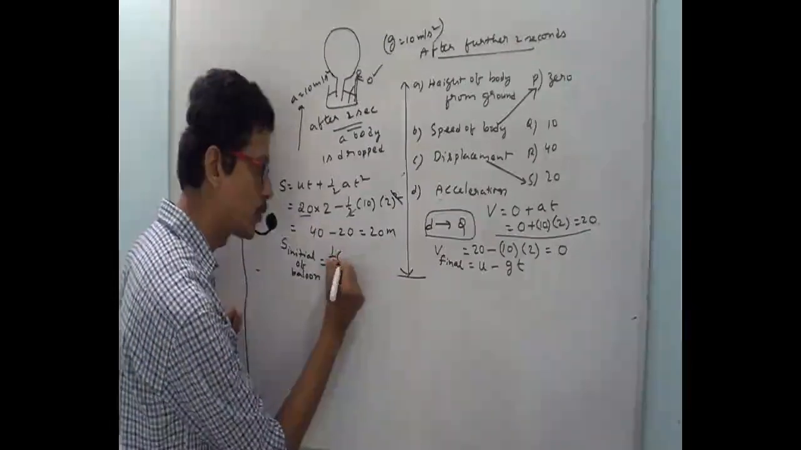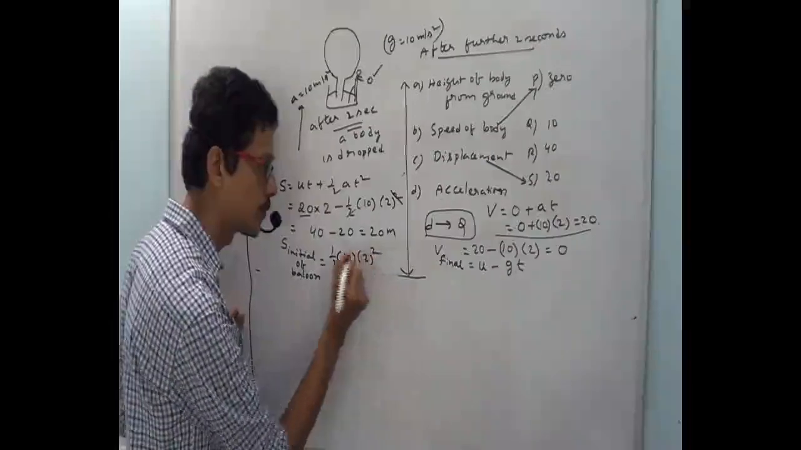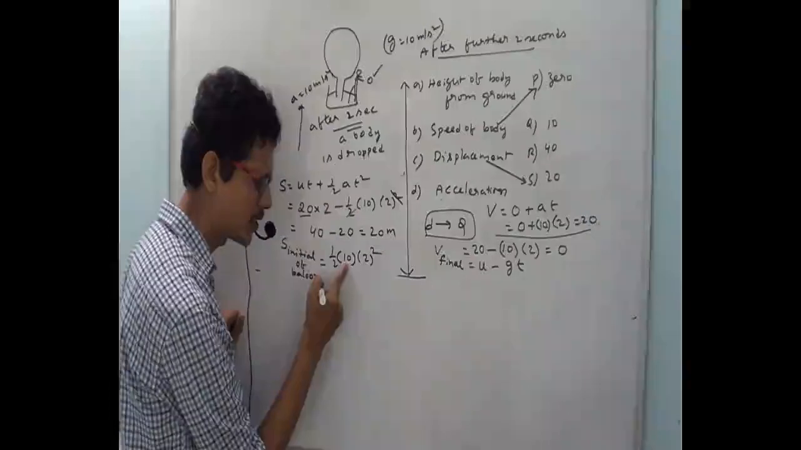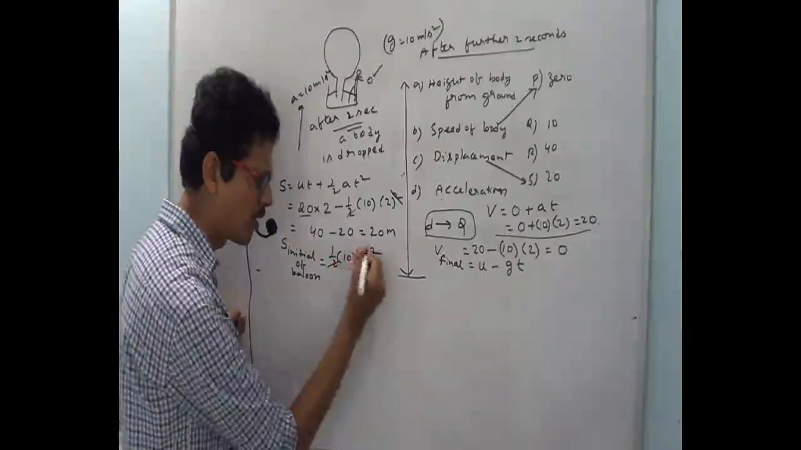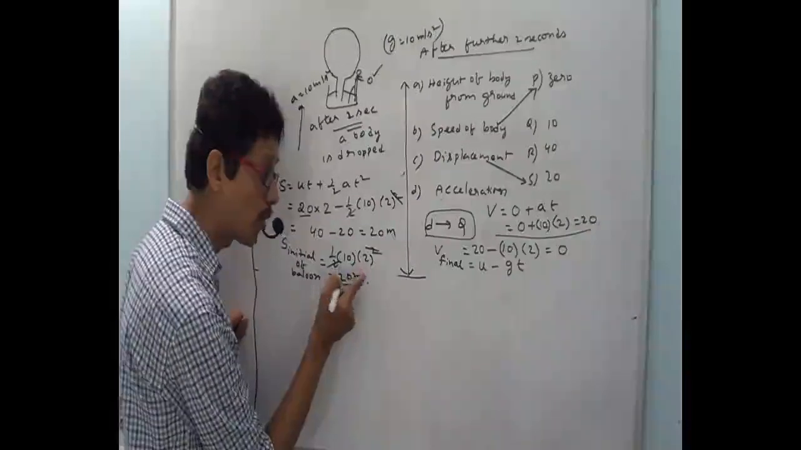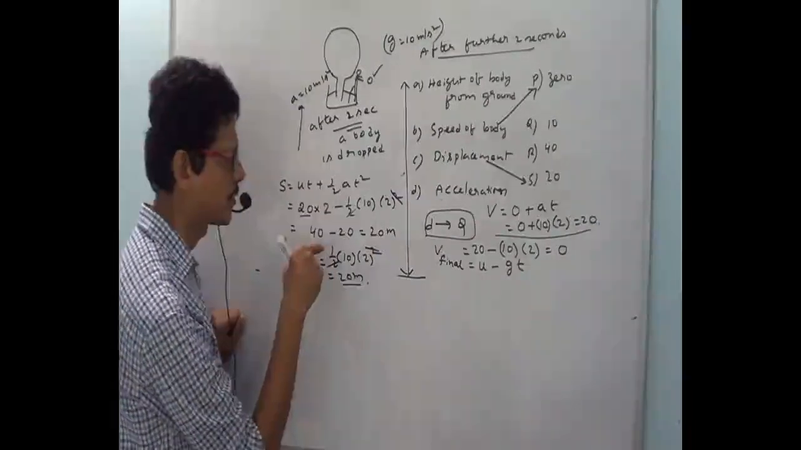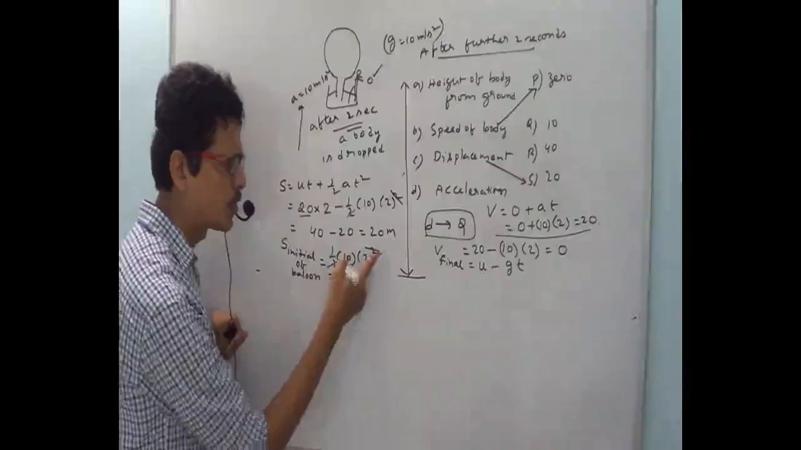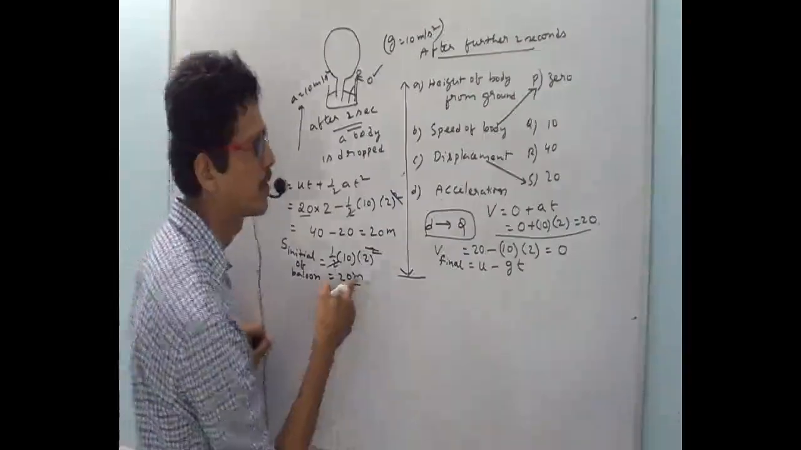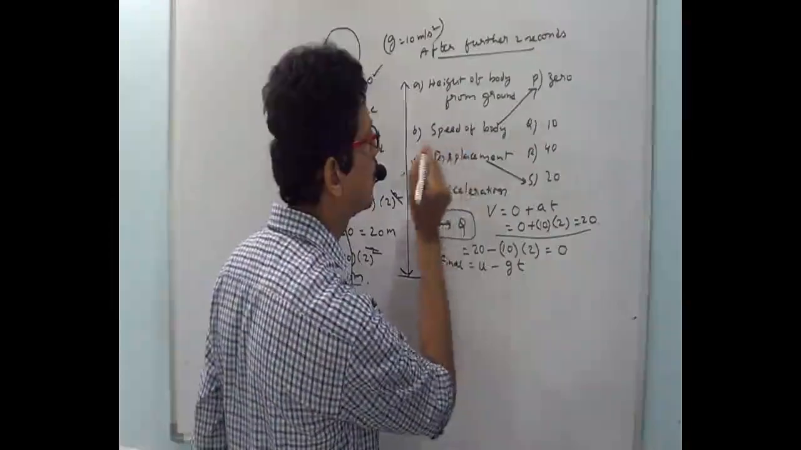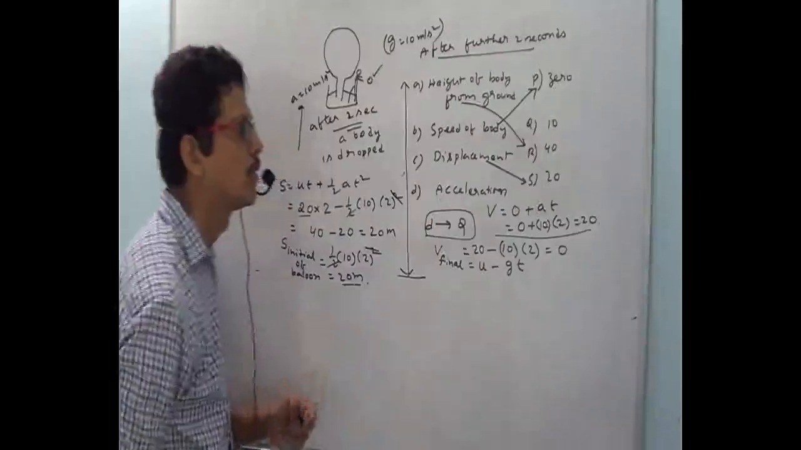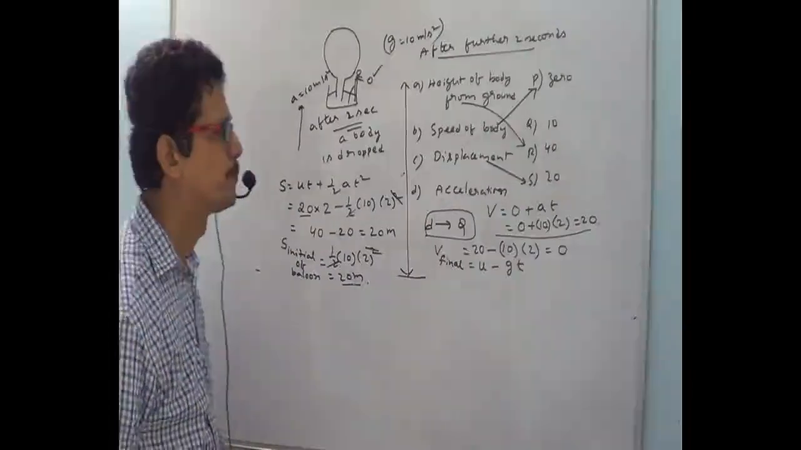Balloon half into 10 into 2 square. Balloon acceleration is 2 na? 10. Balloon acceleration is 10. Time is 2. Then already balloon is at a height of 20 meters. And the ball now further it has gone another 20 meters. What is the total height from the ground? Total height from the ground is 40 meters. So this one, this corresponds to R. Okay, note down this.